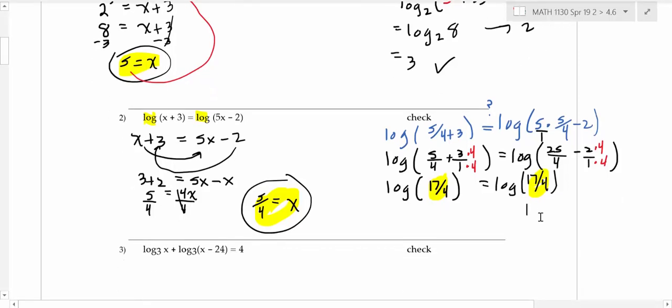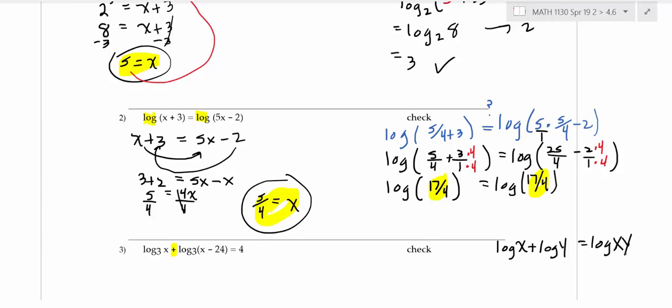Now this one, what you're going to do is if you see two logs added, you have to remember, we learned this particular property. If you have log of x plus log of y, that's the same as log xy. Okay, so we talked about that, I think, in the last class when we were here, was when you do a log of a product, you can break that into the sum of the logs. So we're going to do this backwards. So what we do is we combine these two logs together to get log base 3 of x times x minus 24 is equal to 4.